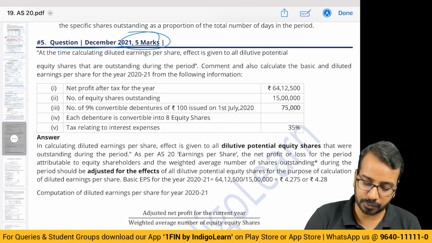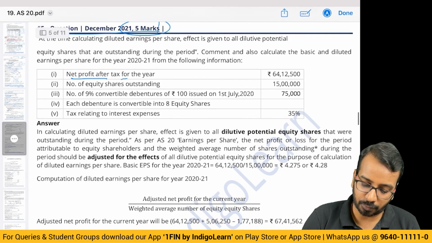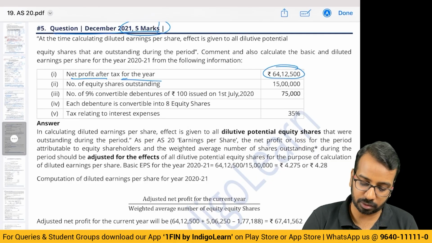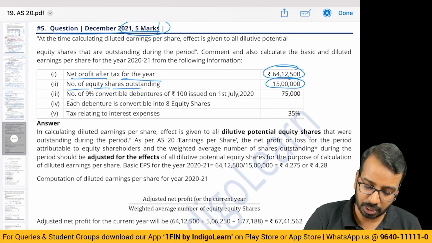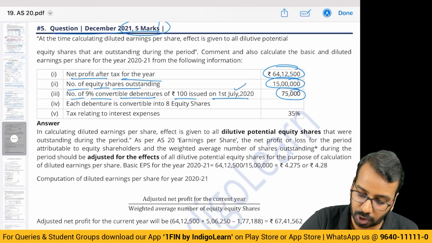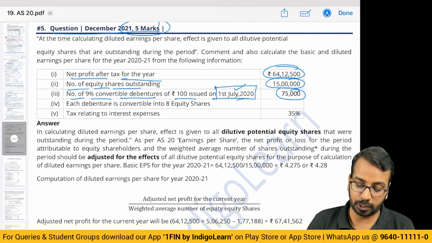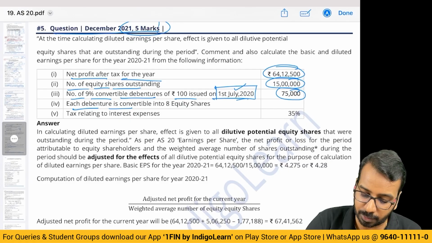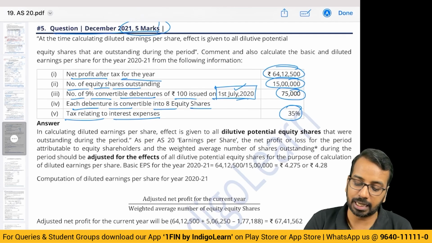December 21, 5 marks. Net profit after tax 64,12,500. Number of equity shares outstanding 15 lakhs. Number of 9% convertible debentures of 100 issued on 1st of July 75,000. Now, if you have issued on 1st of July, the factor has to be considered from 1st of July only. Each debenture is convertible into 8 equity shares. Tax relating to interest expenses 35%. You are required to calculate diluted EPS.